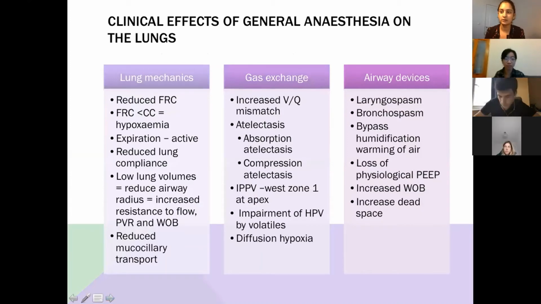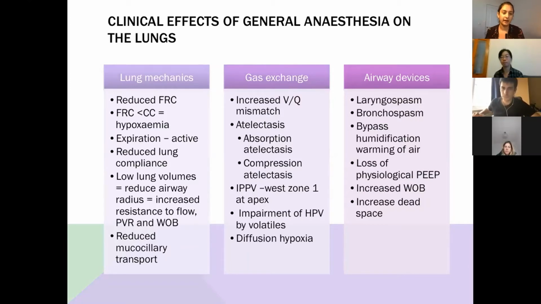So I've tried to split this up into a way of describing the clinical effects of general anaesthesia on the lungs, of how you can speak about it in the viva. It's very important in the viva to categorize all your answers. So I've tried to do that in this presentation for those of you who are preparing for vivas. I split it up into lung mechanics, gas exchange, and airway devices.